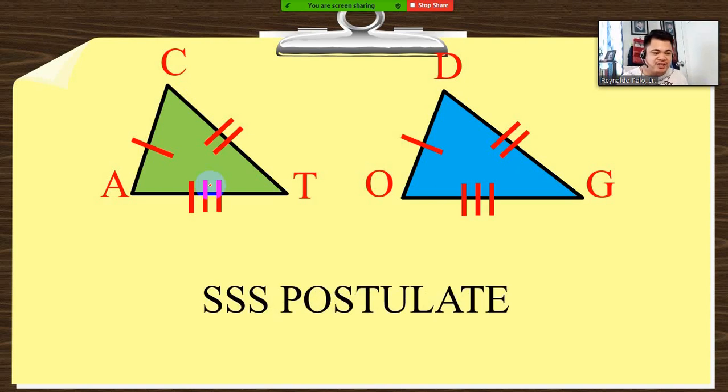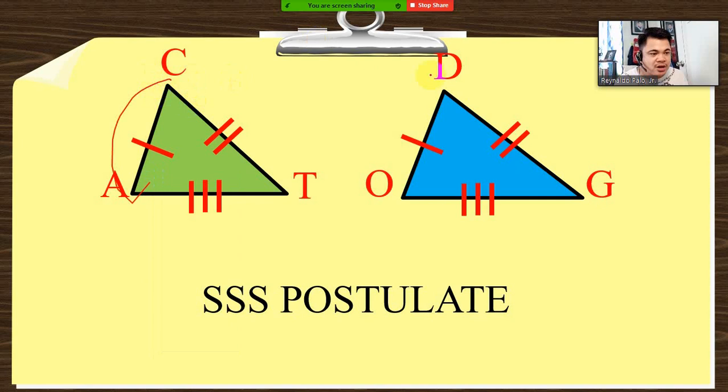So we have the SSS postulate. What do we mean by SSS? It means side, side, side postulate. So what do we mean by this? If the sides of the first triangle are congruent to the corresponding sides of the other triangle, therefore they are congruent under the SSS postulate. That's just like what you are seeing here.